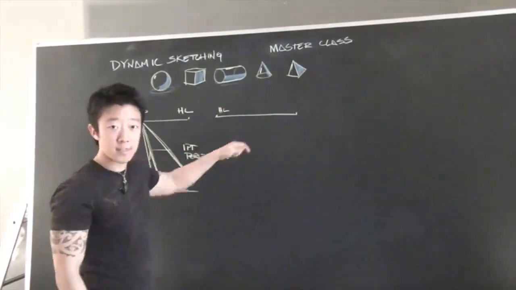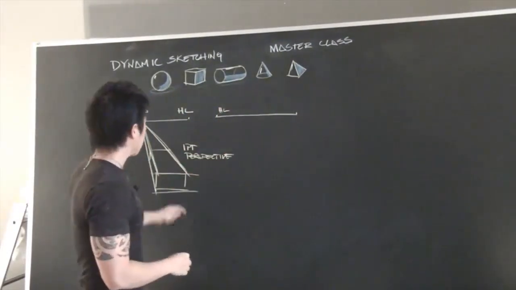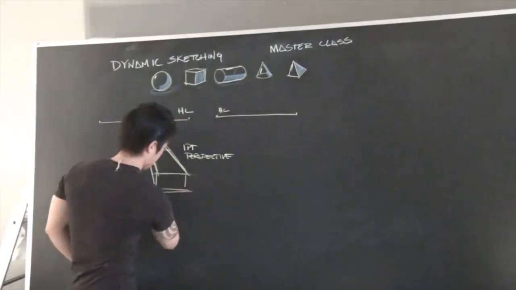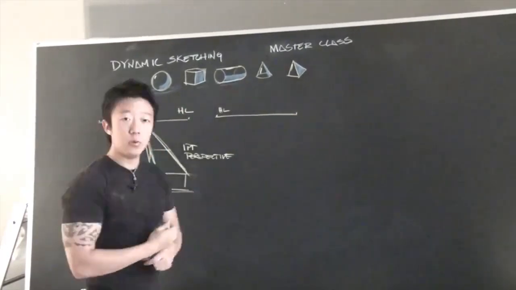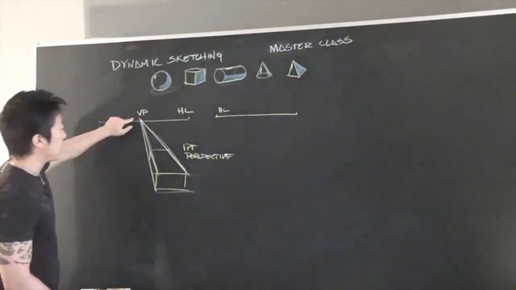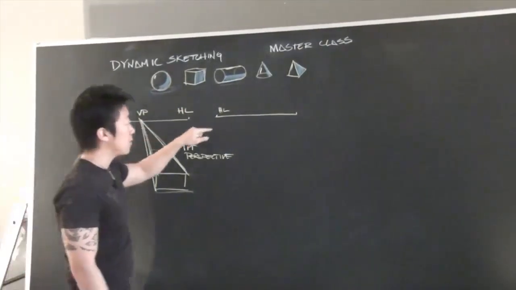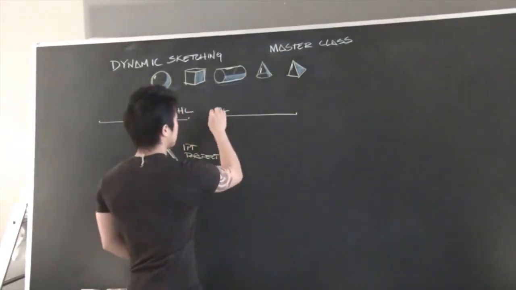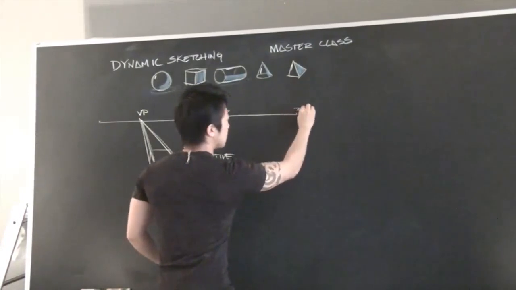Again, horizon line. Taking the same form, a cube, you want to do a 2-point perspective. So that means a 1-point perspective has 1 vanishing point. 2-point perspective has 2 vanishing points. So you're 1, 2.